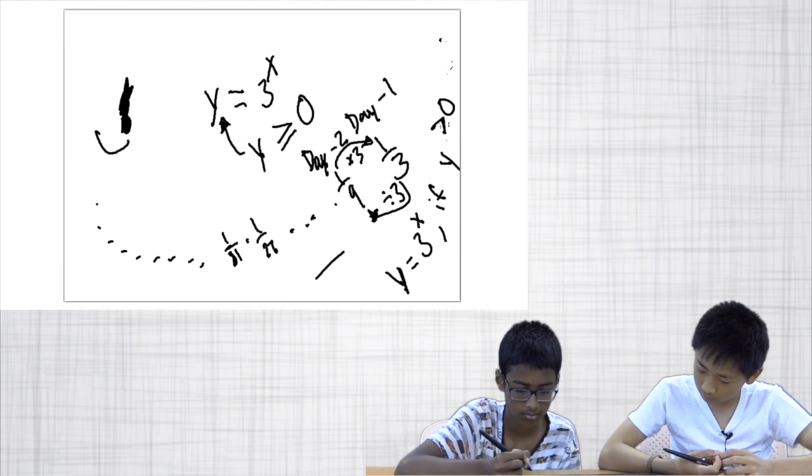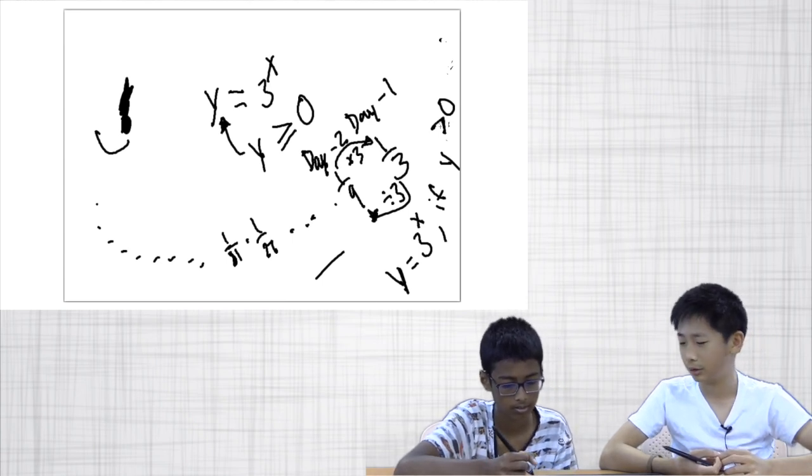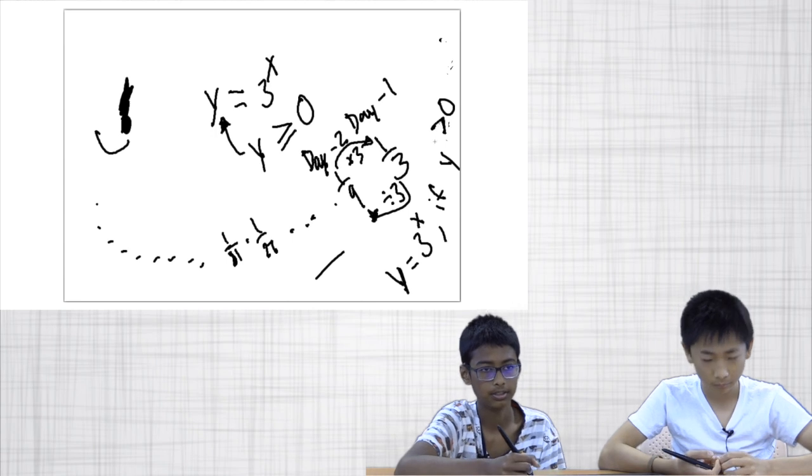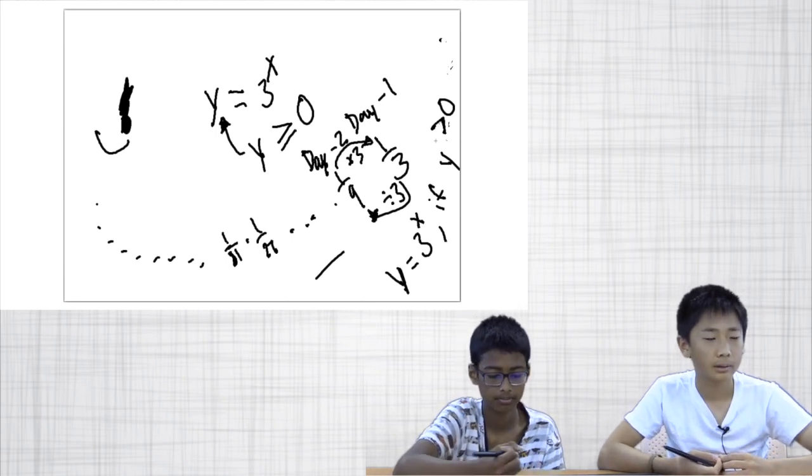What about 1? Can y ever be 1? It was 1 on day 0. Yeah. On day 0. That was the starting height. Okay. When Jack got it.